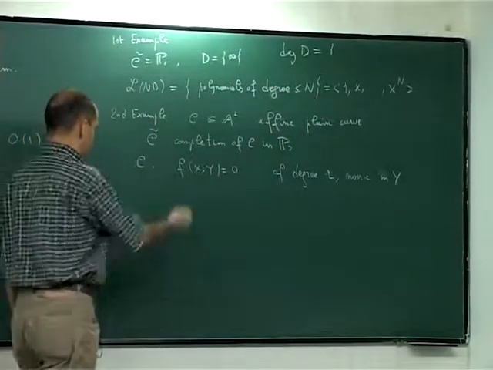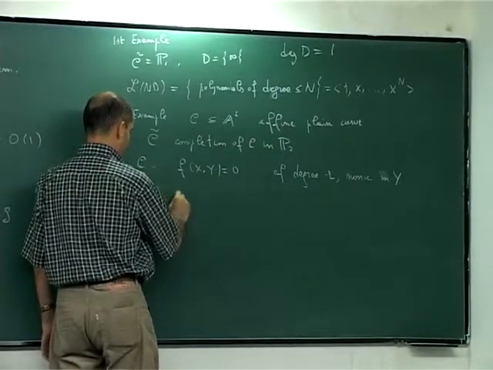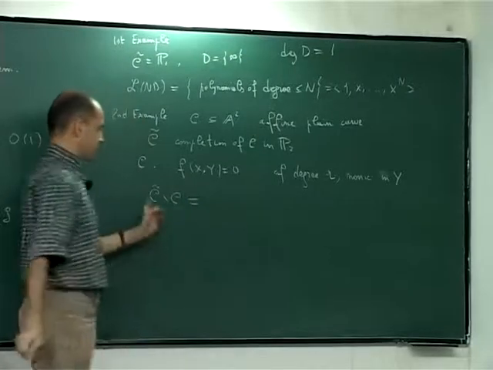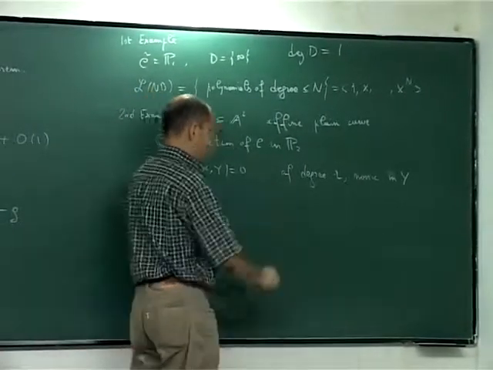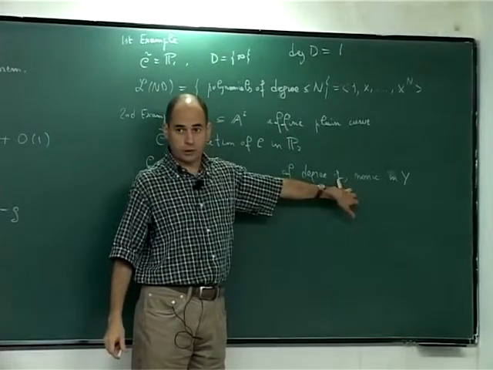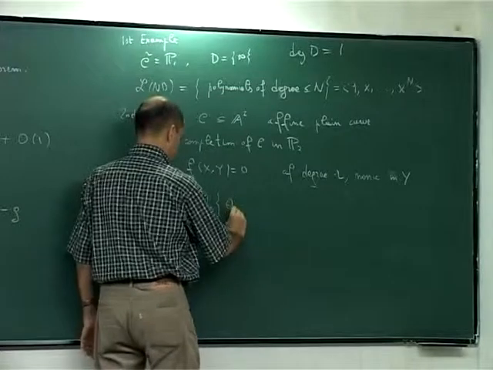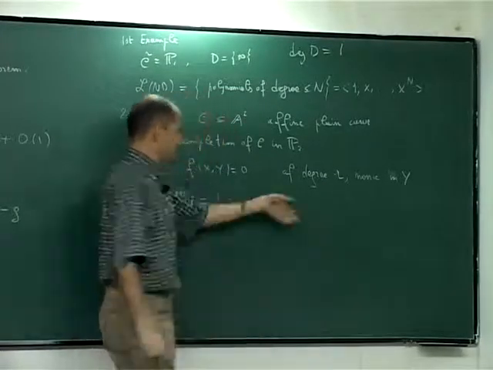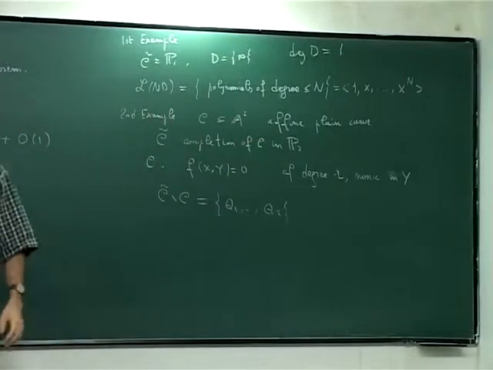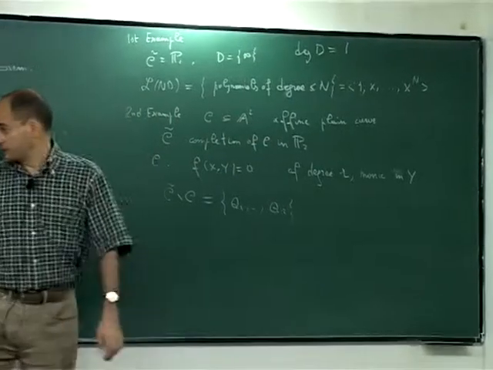And suppose that C tilde minus C, the set of points at infinity, consists of r distinct points, as many points as the degree of f. This will be the case for a generic equation in A2.